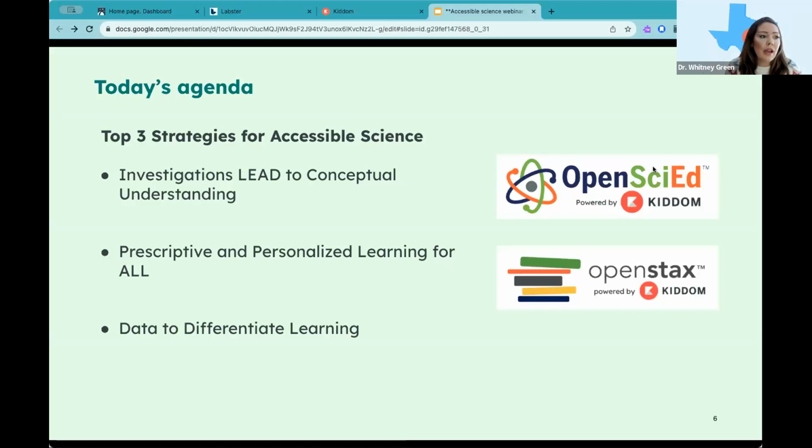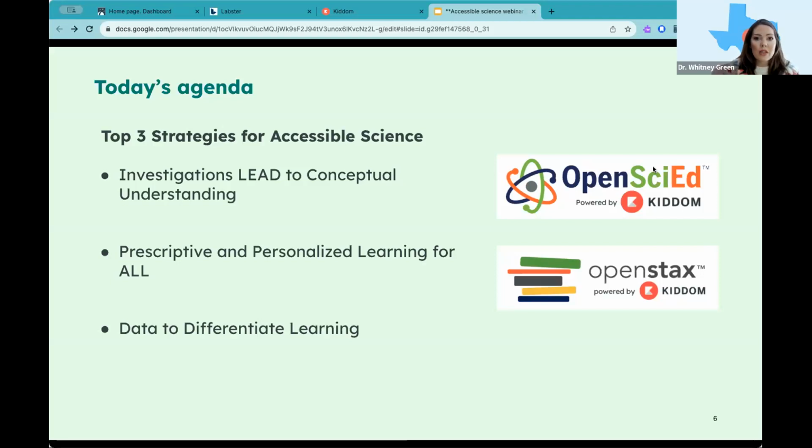We really want to look at how investigations, those hands-on experiences, those labs, those simulations, lead to conceptual understanding for students. We know that is key within our science classrooms, that we want students to have those experiences more frequently than not. We also want to ensure when we think about accessibility to curriculums that we're prescriptive and we're personalizing the learning. And again, I cannot say this enough, for all students.